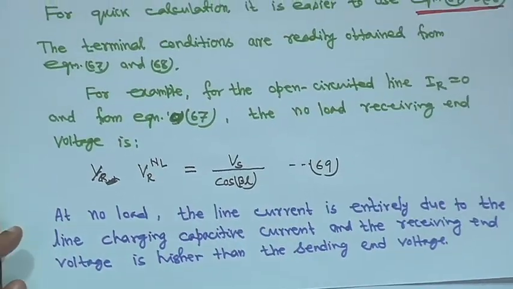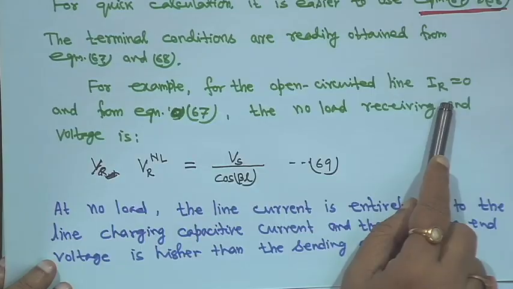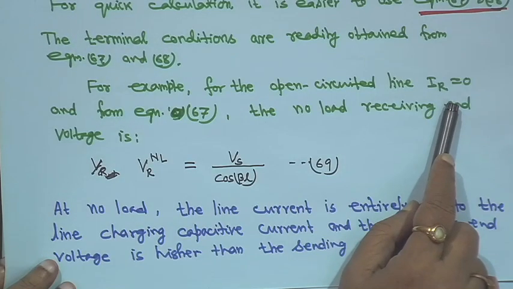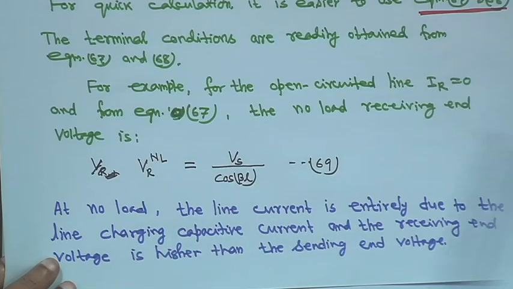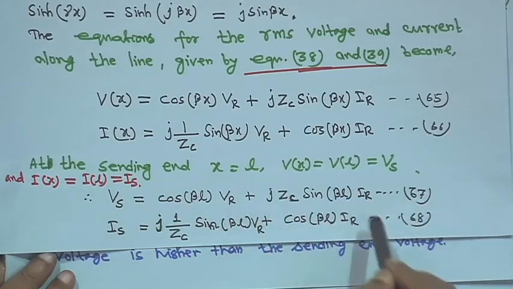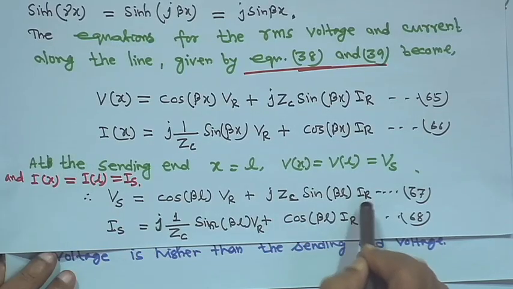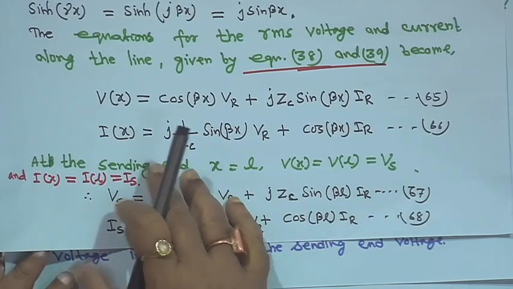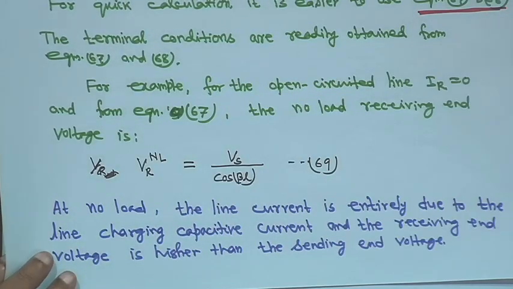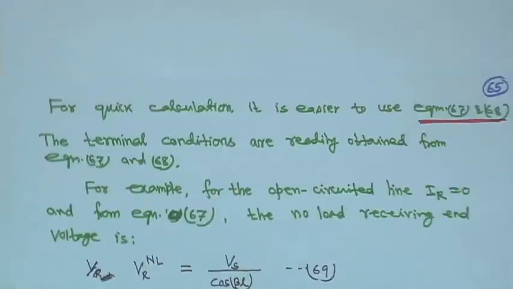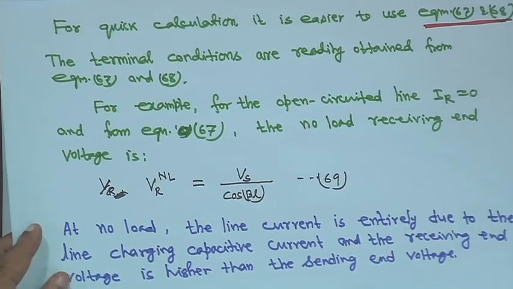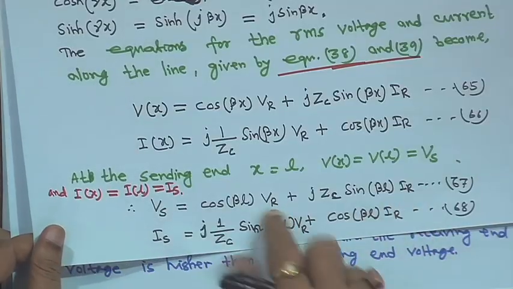So, for example, for the open circuit line, the receiving end current I r is 0 when the line is open circuit, right. From equation 67, you put I r equal to 0, this is for open circuit. If you do so, the no load receiving end voltage will become, at that time when the line is open circuit. The no load condition is when the line is open circuit, when I r is equal to 0, V r is equal to V r N L, right.